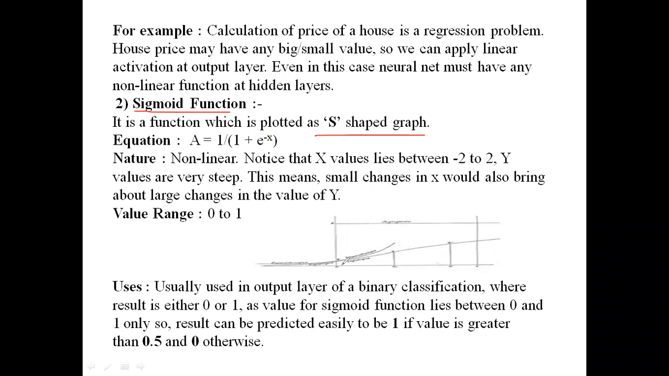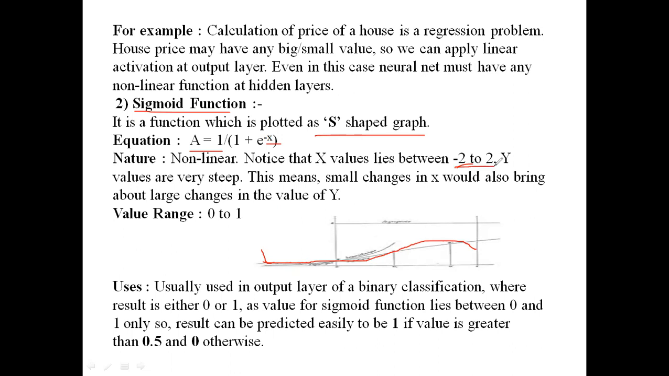If you observe this diagram, your outcome may be an S-shaped graph. We're going to get this kind of graph in sigmoid functions. What is the equation for this sigmoid function? A equals 1 by 1 plus e to the power of minus x. This x range is from minus 2 to 2, whenever we supply x values from minus 2 to 2.